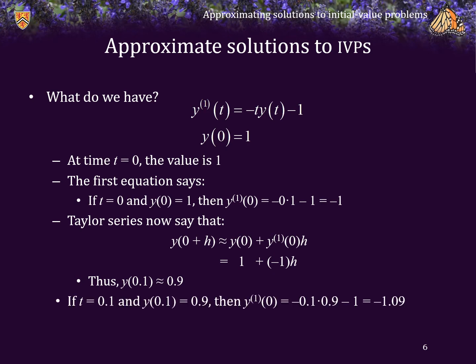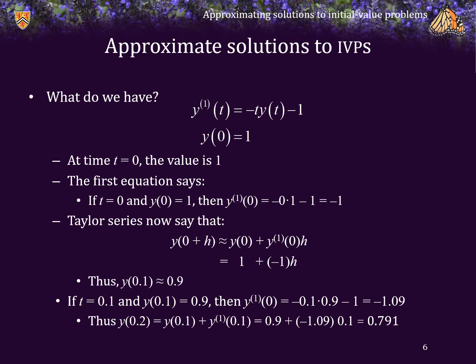However, now we can proceed. If t is equal to 0.1 and the value of the function is 0.9, then we can calculate what the derivative should be. It should be slightly more than negative 1. It's actually negative 1.09. And if that is true, then y at 0.2 is y at 0.1 plus h times the slope at 0.1. If we calculate that out, that's 0.9 plus 0.1 times negative 1.09, and that's equal to 0.791.